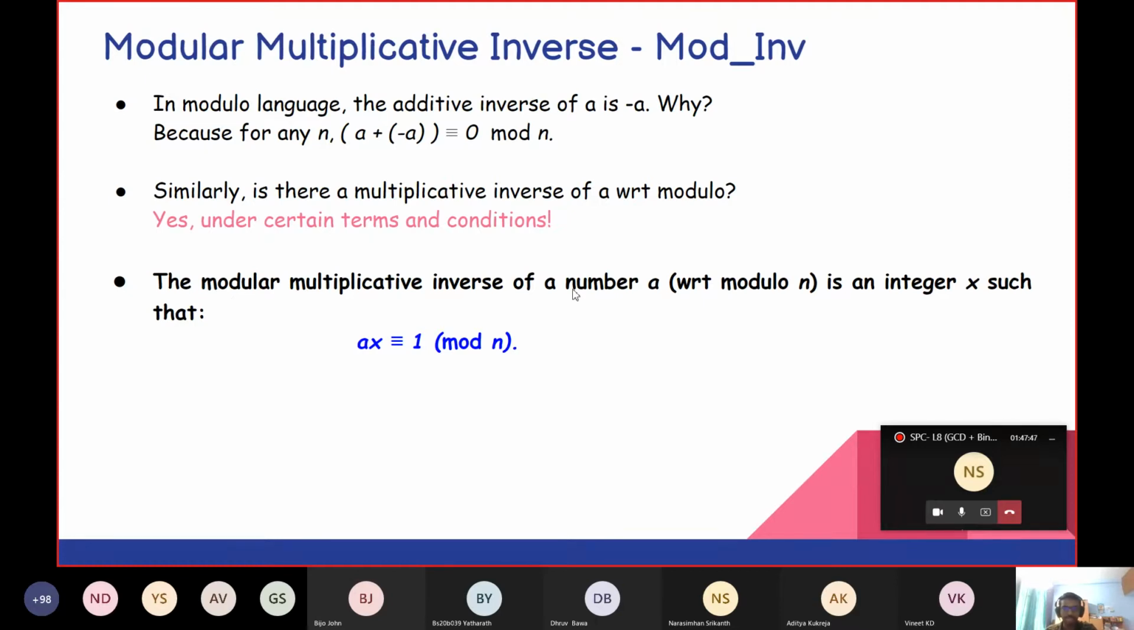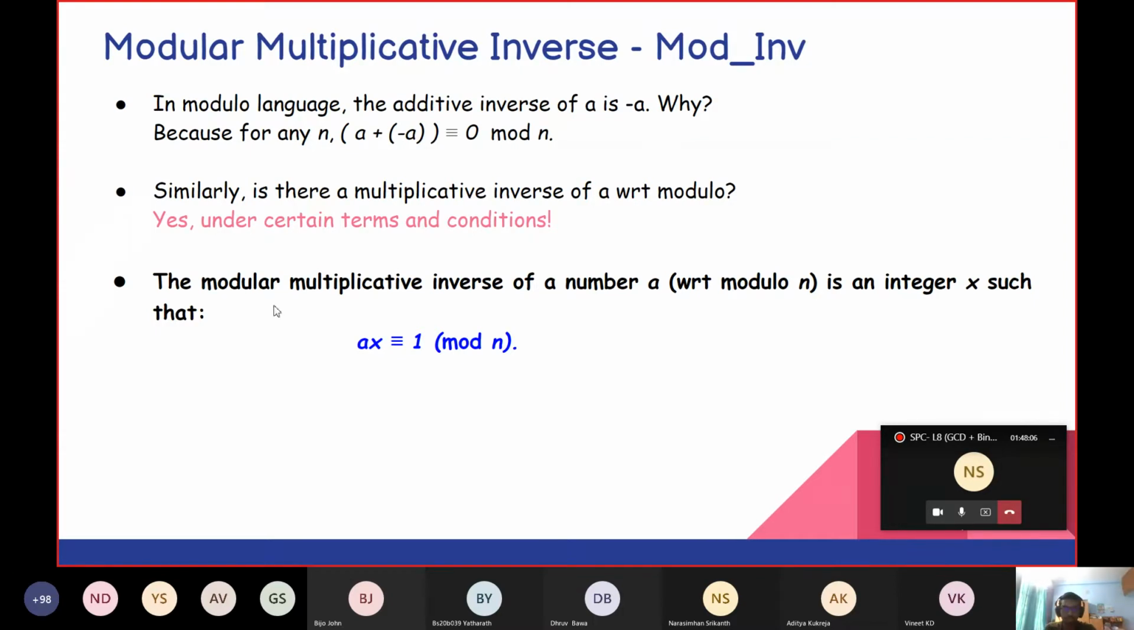So this multiplicative inverse is defined for a pair of numbers: for a number a with respect to divisor n. So it depends on both. It's not like it just depends on a. It depends on both a and n. So it is an integer x such that ax is congruent to 1 mod n.